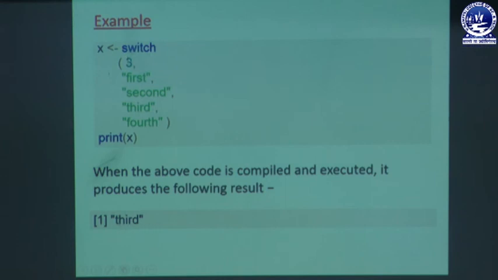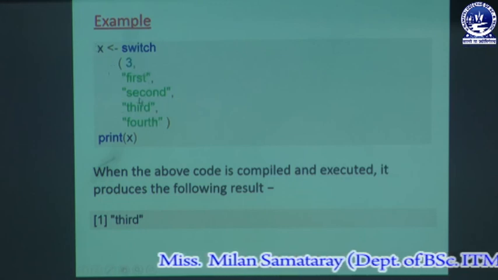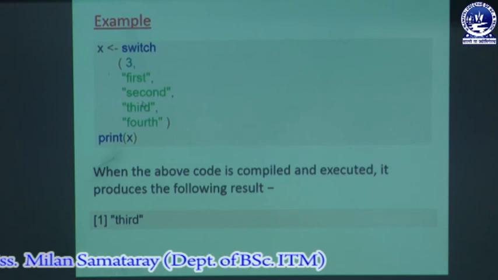But here, if you write switch 5, we have only 4 elements within that block. If we write 5, there will be no match. Then what will happen? If we print x, whatever value the switch returns is stored in x. So if we write 5, it will return NULL, because no such match will be found within the switch statement.